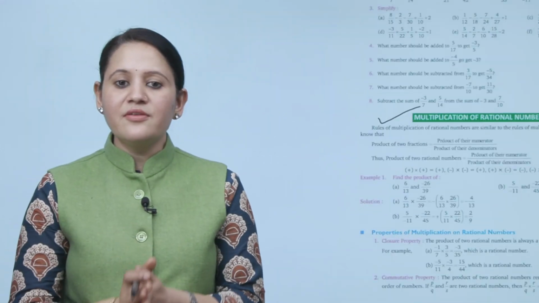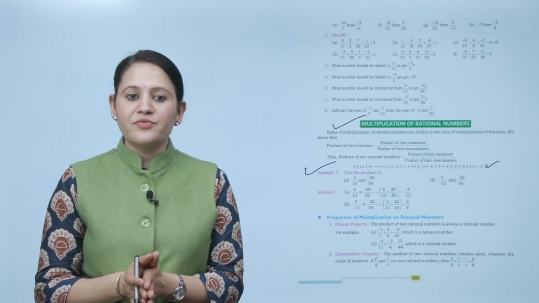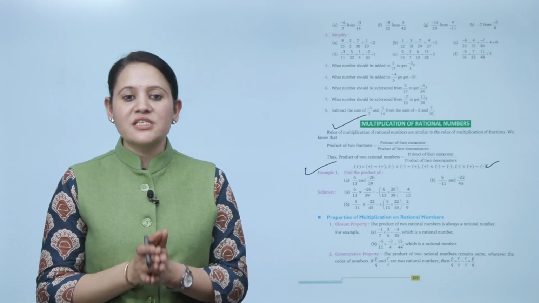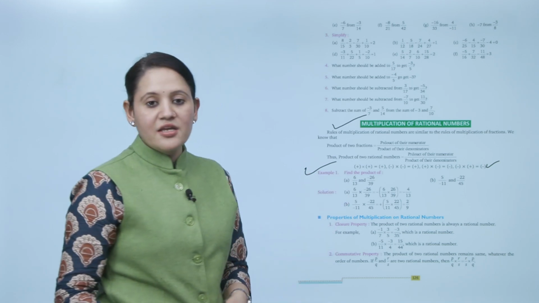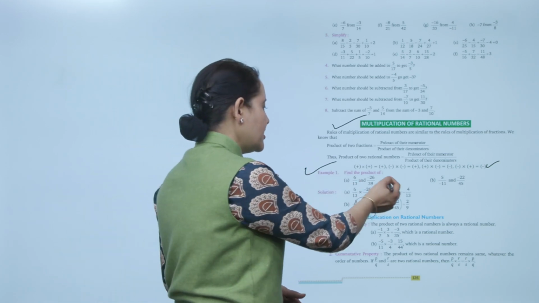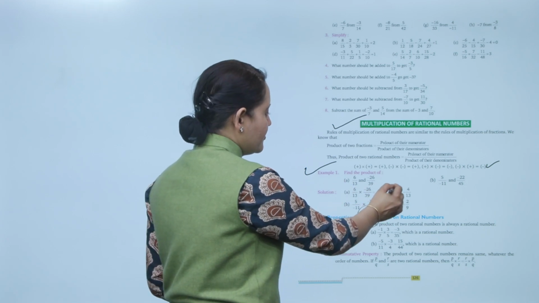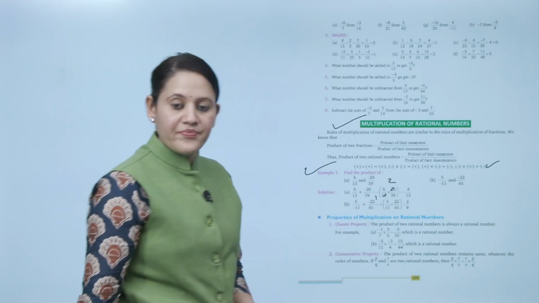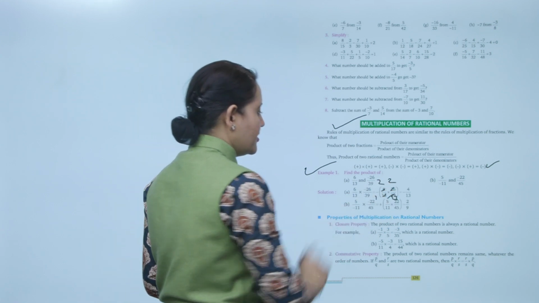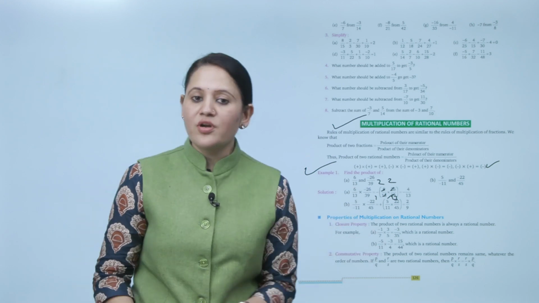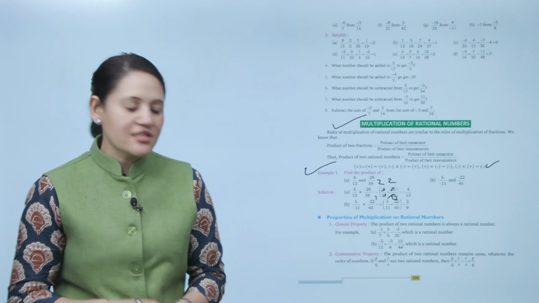Now we'll take an example. Find the product of 6/13 and -26/39. So 6/13 into -26/39. We will take the minus sign outside. 6/13, 26/39. So 13 twos will cancel, then 3 twos are 6, 13. So the answer is minus 4 upon 13. Clear? Next is properties of multiplication on rational numbers.